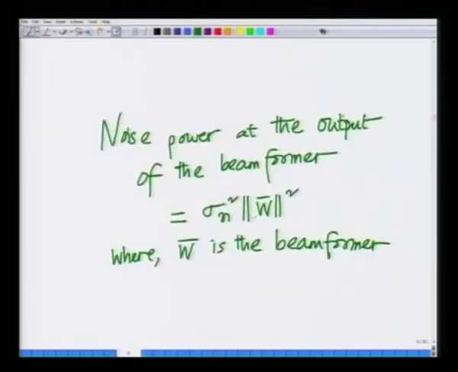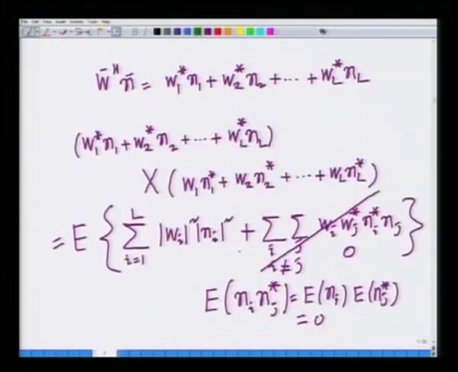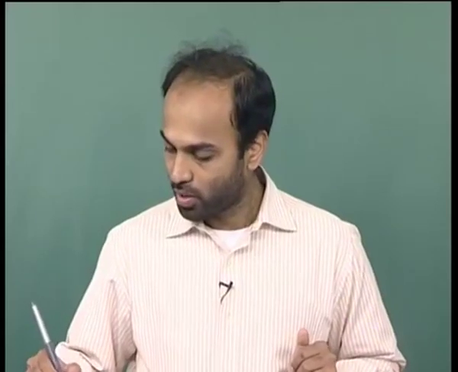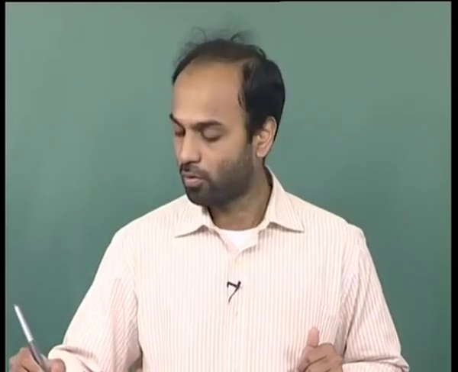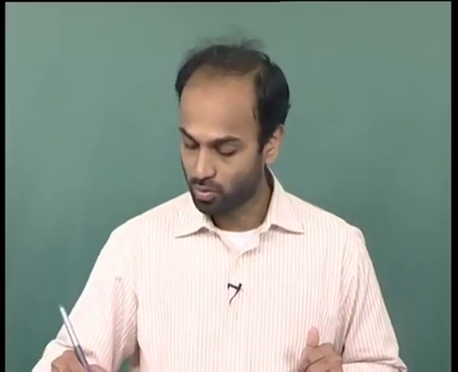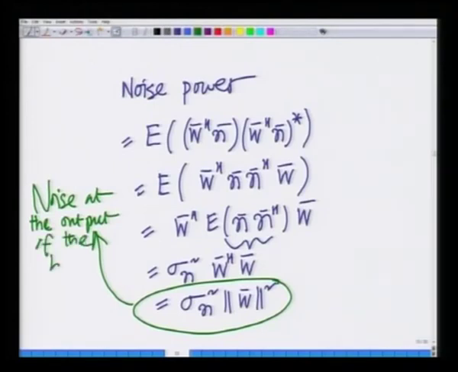If you go back 2 pages, we said the noise power is sigma n squared norm W bar squared, but we derived this using the elaborate or the brute force way of directly expanding the summation. Instead, a more elegant way is to use matrix notation, and using matrix notation this can be very easily derived in a relatively straightforward way as sigma n squared norm W squared. This is the noise at the output of the beamformer.